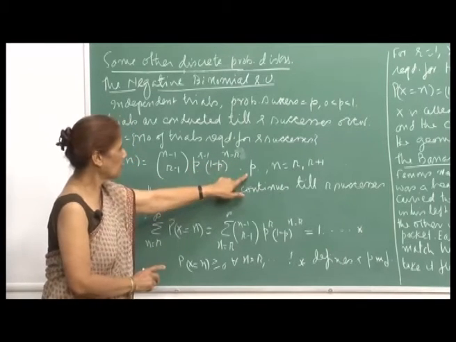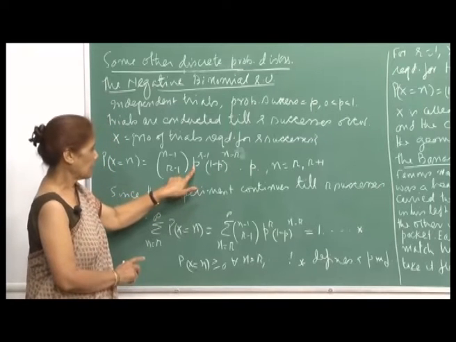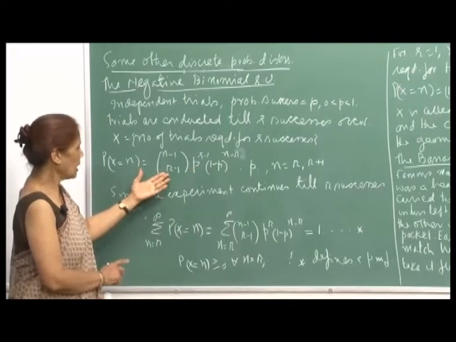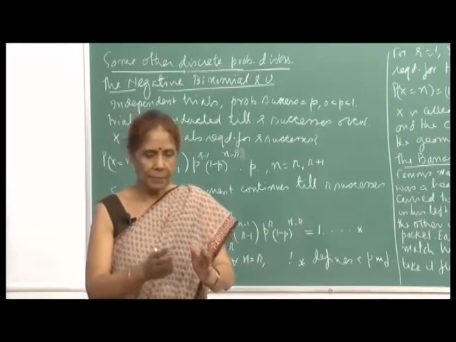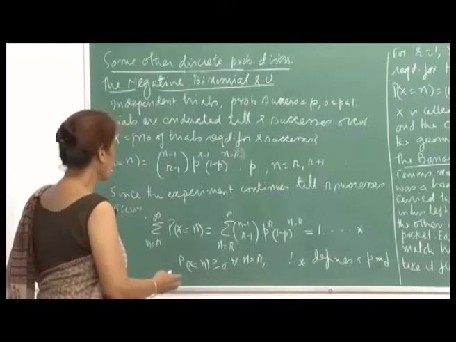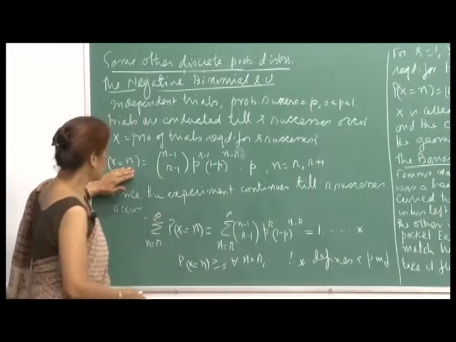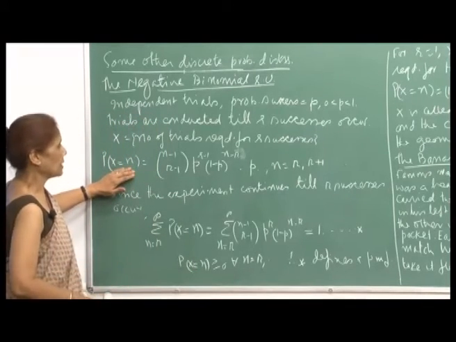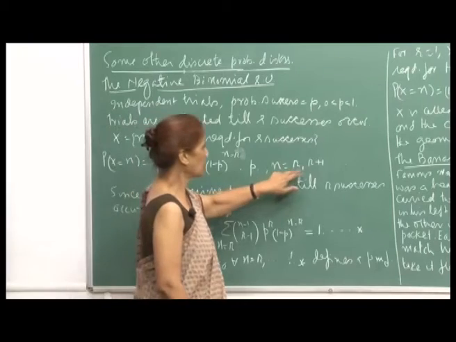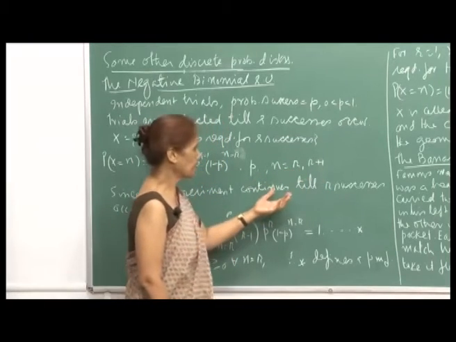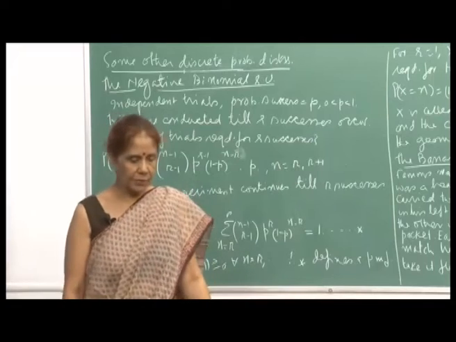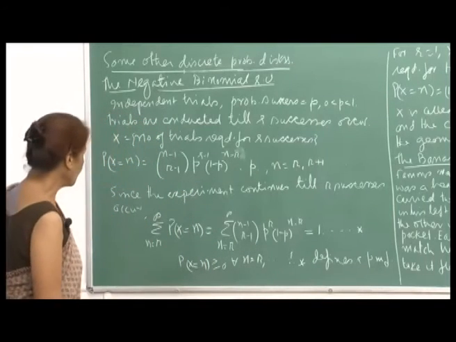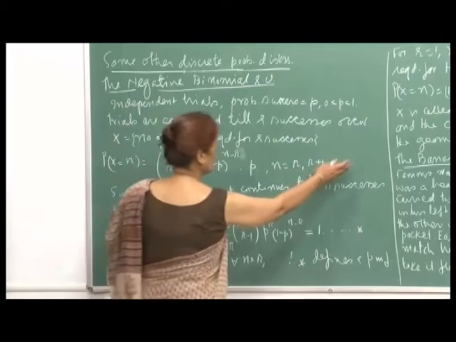So the total number of successes adds up to r, but you want r minus 1 successes to occur anywhere up to the n minus 1th trial. The last trial, the nth trial in this case, must be a success. And your n can vary from r, because you want r successes, so at least r trials have to be conducted. So n is r, r plus 1, and so on, and this number can go on up to infinity.